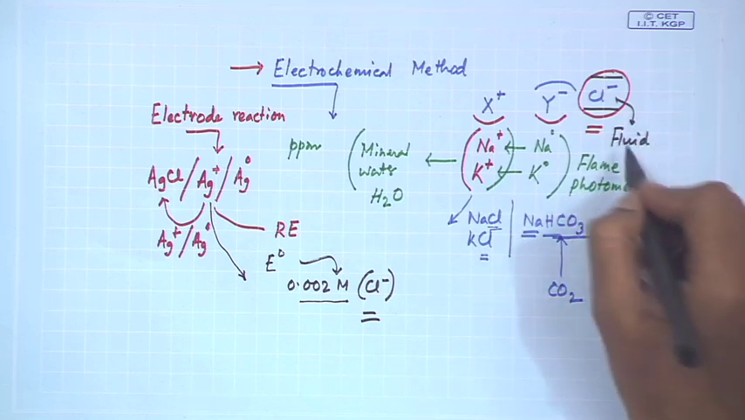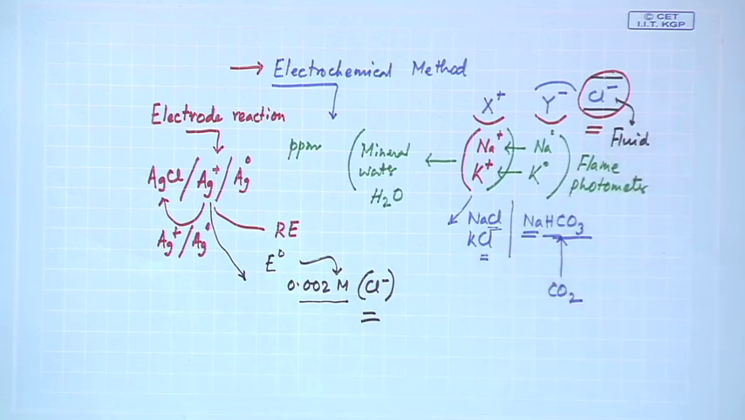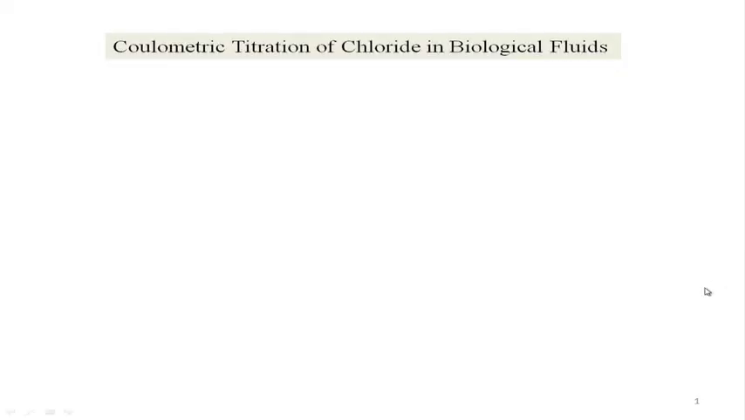The determination of chloride concentration in any fluid, and we will see that it can be a typical biological fluid. So, how can we do that? We can go for an electrochemical method, and that electrochemical method is a typical one where we can consider it as coulometric titration, because the chloride can be handled in all different types of titrations.